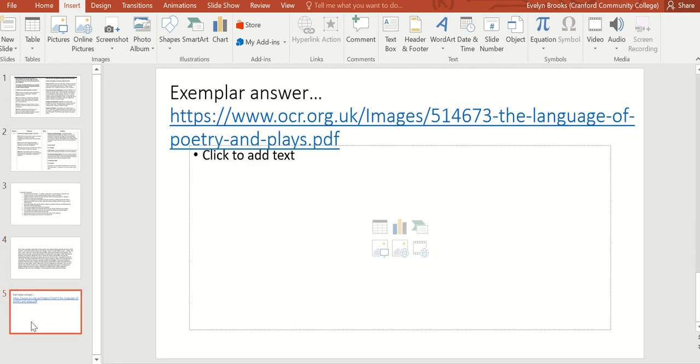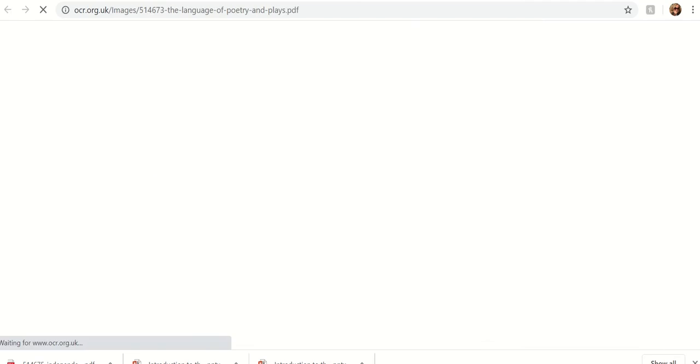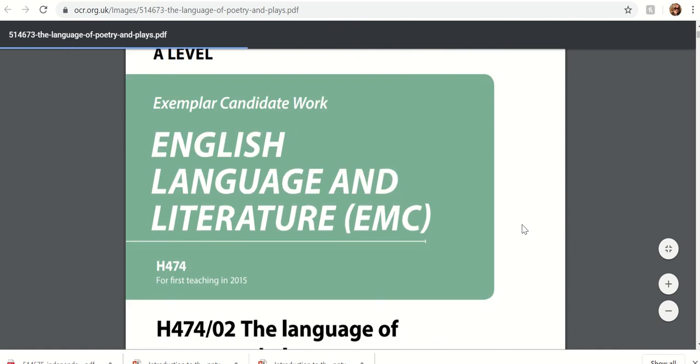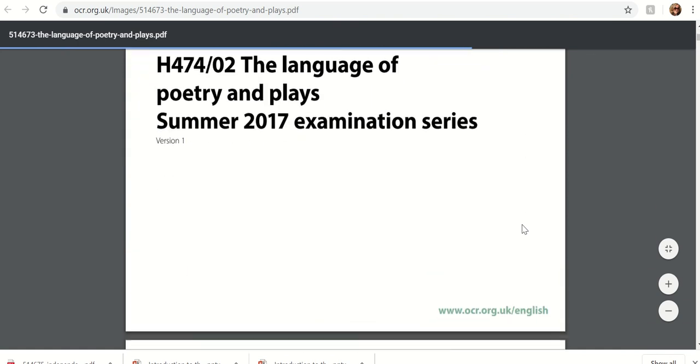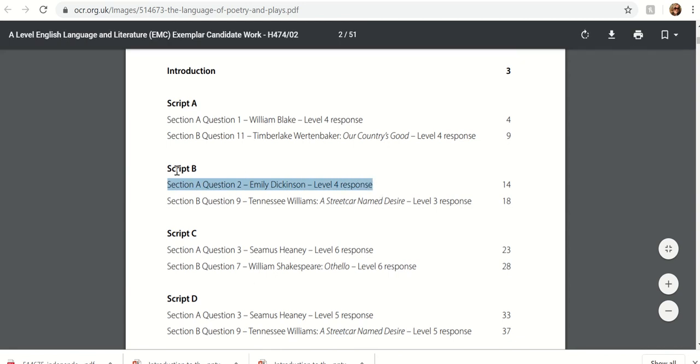So, last thing I want to show you is an example answer. So you can find these online as well. I'll upload this whole PowerPoint so that you can use the links, use the information here. But we're going to go through this example answer and just explain why it gets the mark it does, okay? Again, every year this is published by the exam board. They give you some examples. And we're going to be looking at section A, question 2 for script B, which is on page 14. So let us make our way to page 14.